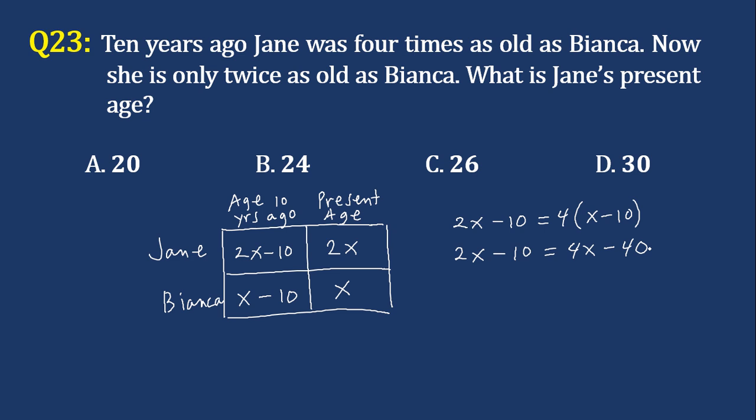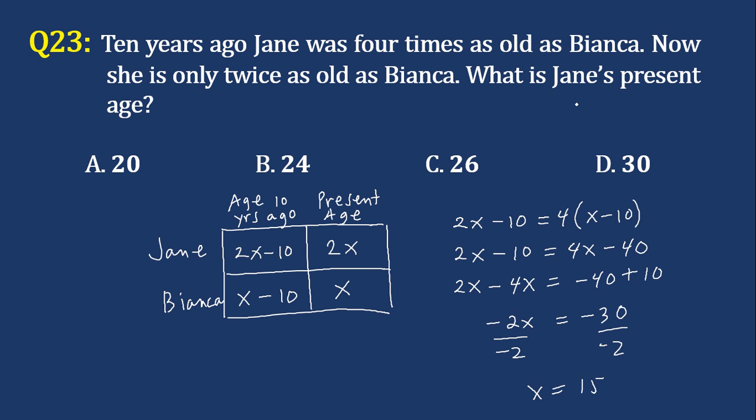And then let's transpose 4x to the left. So this is going to be minus 4x. Transpose negative 10 to the right. We have negative 40 plus 10 already. So this is going to be negative 2x equals negative 30. Let's divide by negative 2. So x is equal to 15.